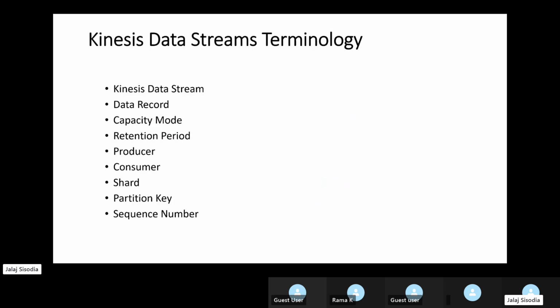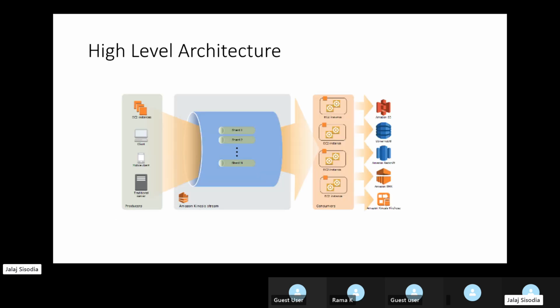Then we have the data record. That means the exact record or exact row that I'm sending from my source or producers to my Kinesis data stream. A record can be your ID, name and password, ID, name and salary, or location. Those can be your data records. It can be as big as needed.